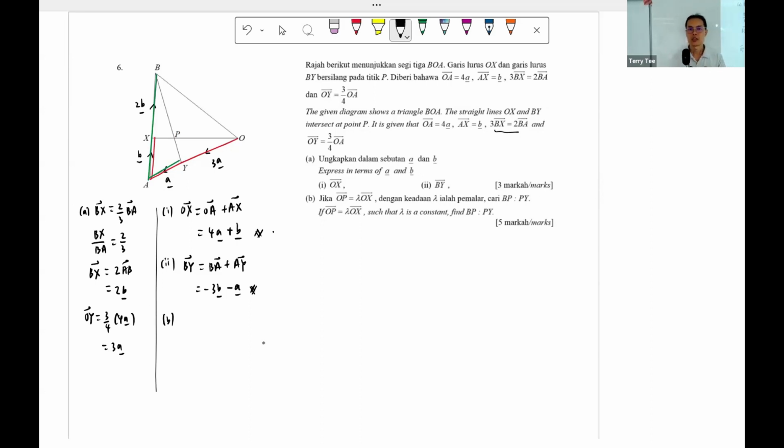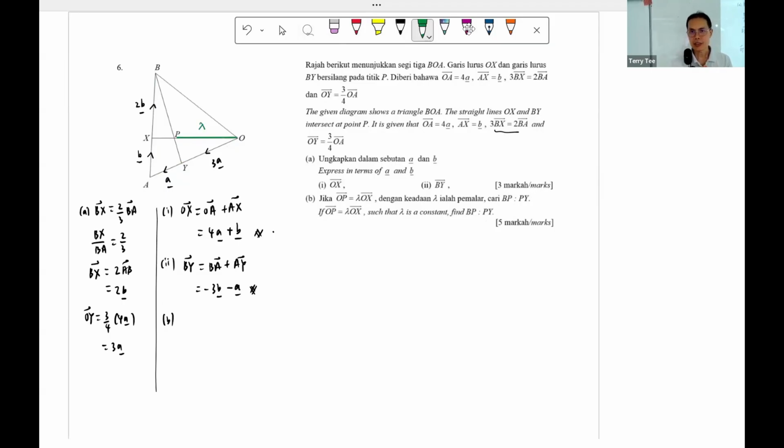Next, OP equals lambda OX. OP equals lambda OX. You're given lambda is a constant. Find BP to PY. Now, this is an indirect way. I want you to know that OP is lambda OX. Okay, let me rub this off. Where's OP? OP is this, lambda OX. So this ratio is lambda.